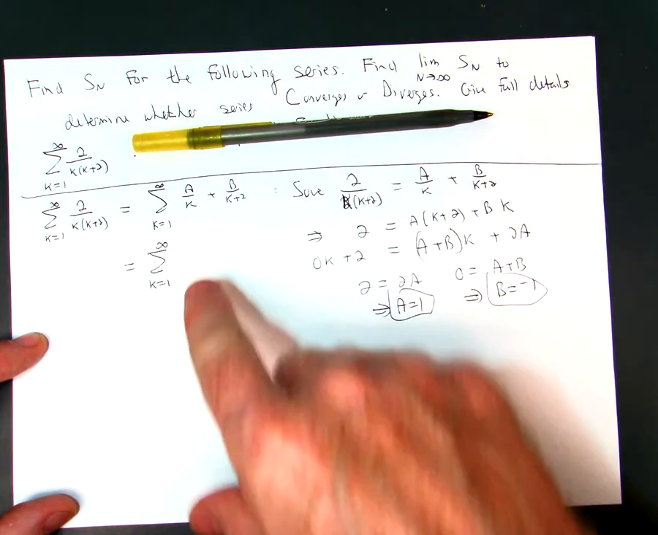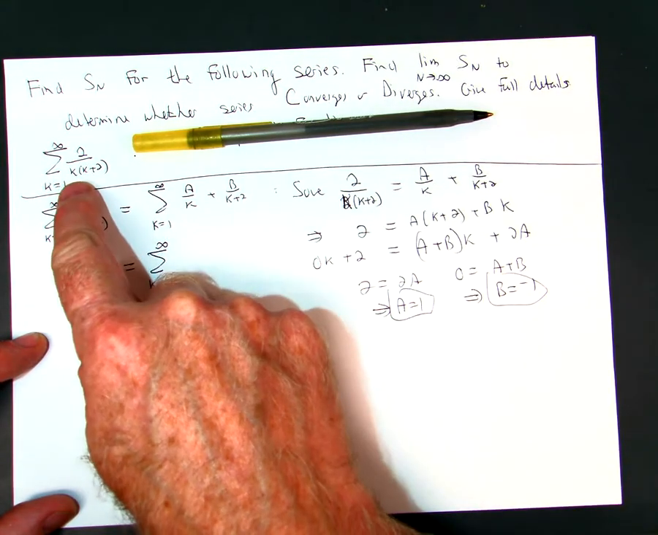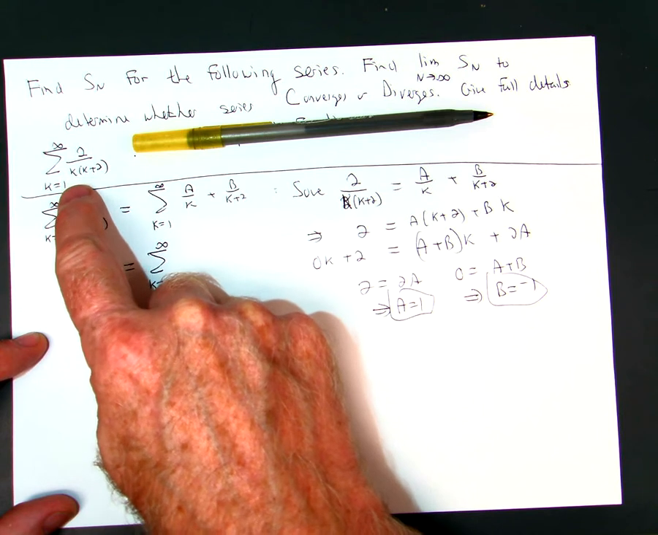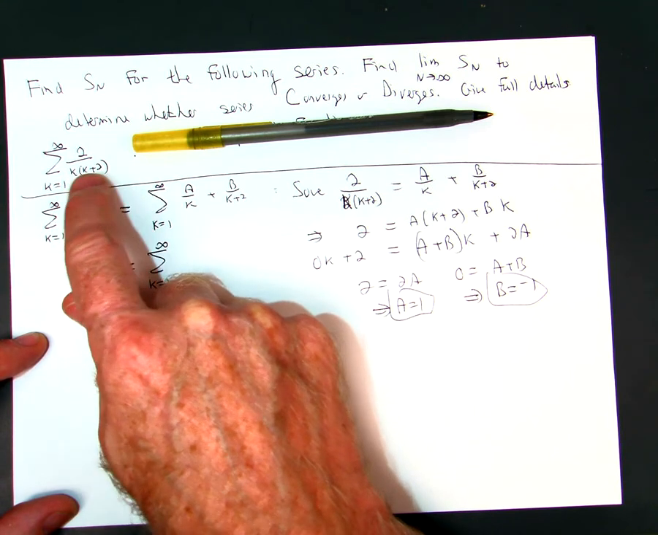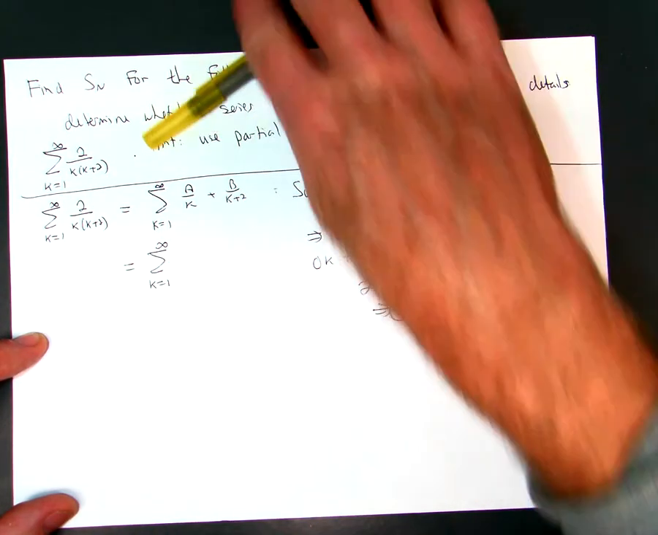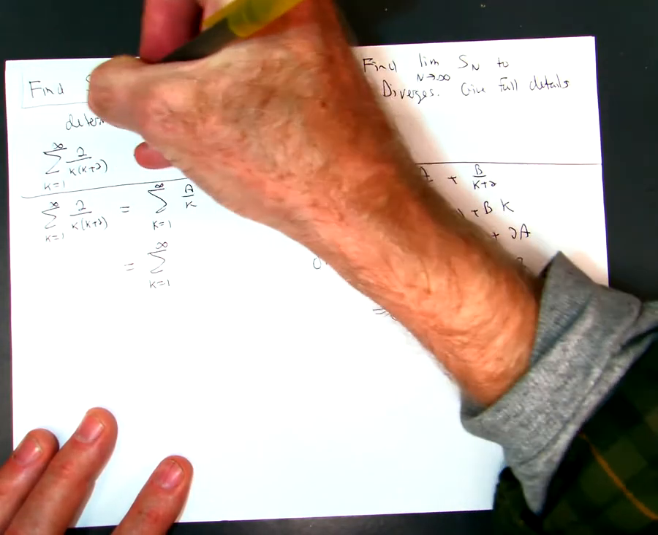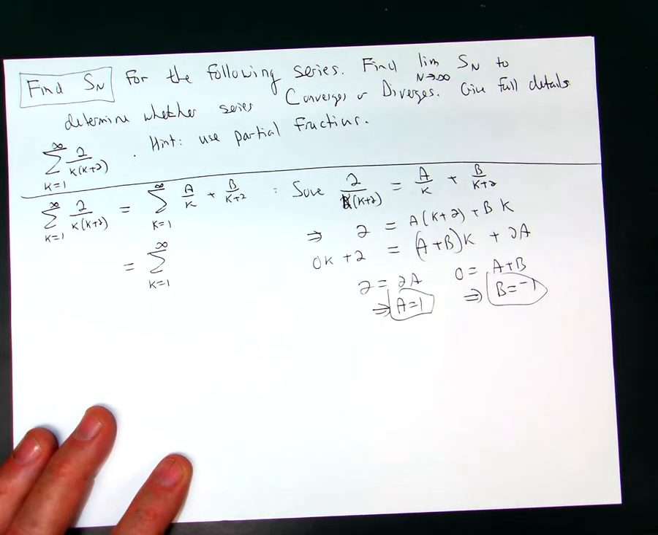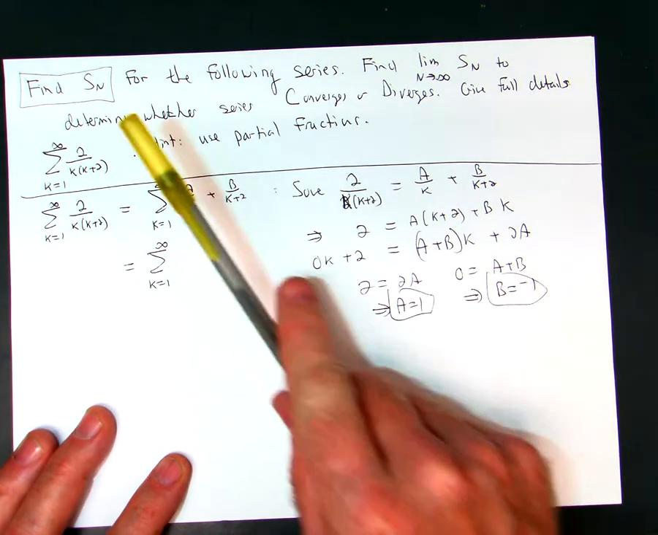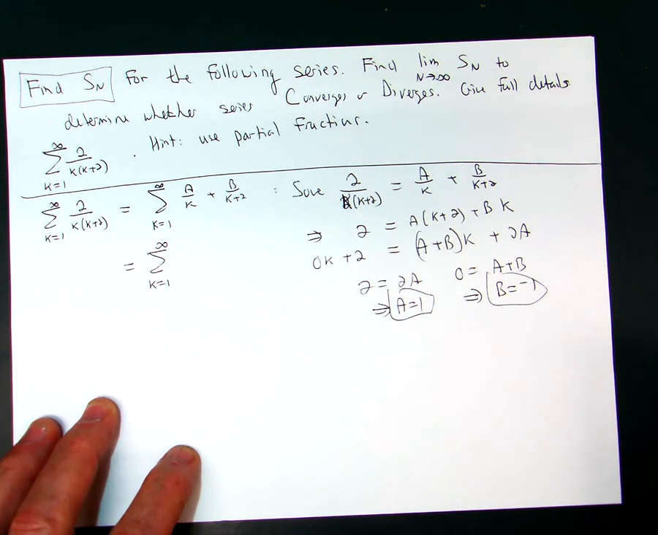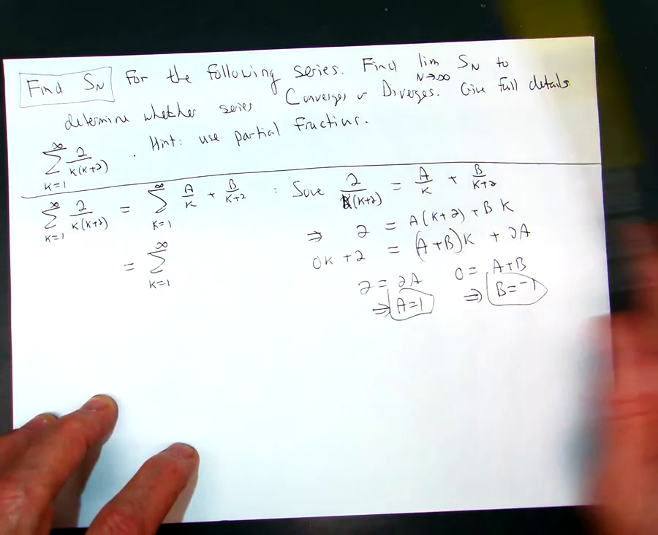The way that you would know to do that is a series of this type, 2 over k times k plus 2, something over k times k plus 1, something over k times k plus 3, you think that it might telescope. The other clue is this. It's very difficult to find Sn if your series doesn't telescope or isn't a geometric series. So if I ask you to find Sn, that's a big hint that it's going to telescope or be geometric. This is clearly not a geometric series.